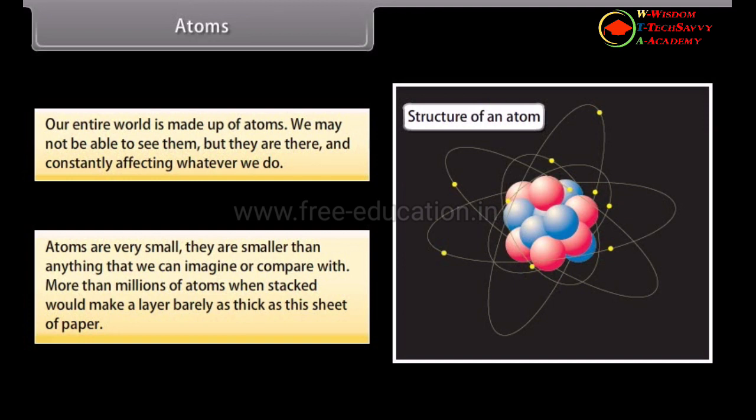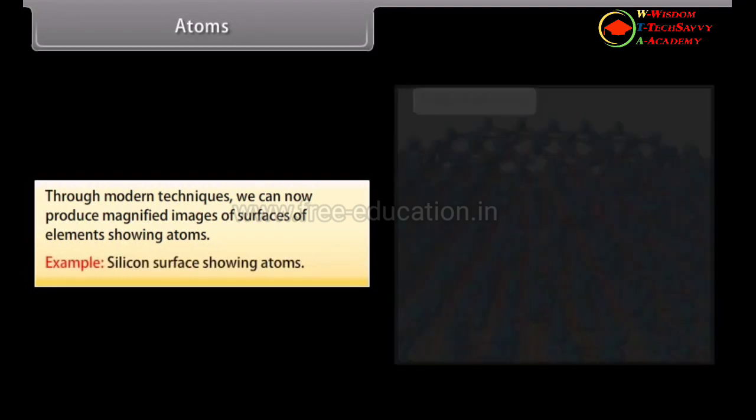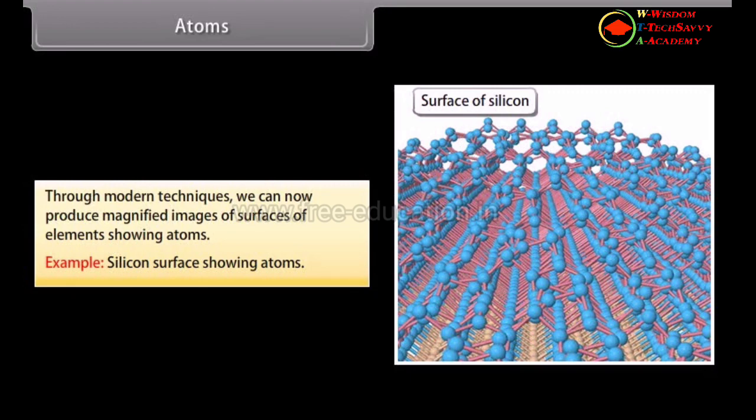More than millions of atoms, when stacked, would make a layer barely as thick as this sheet of paper. Through modern techniques, we can now produce magnified images of surfaces of elements showing atoms. Example: silicon surface showing atoms.